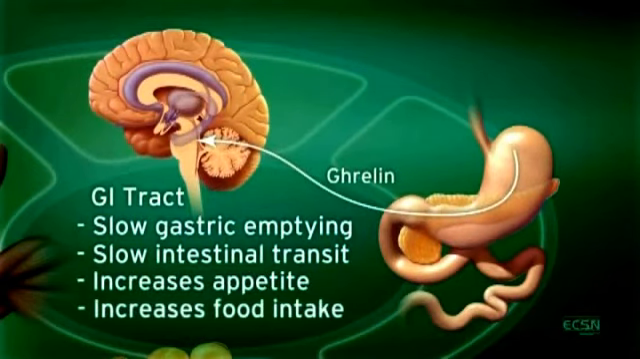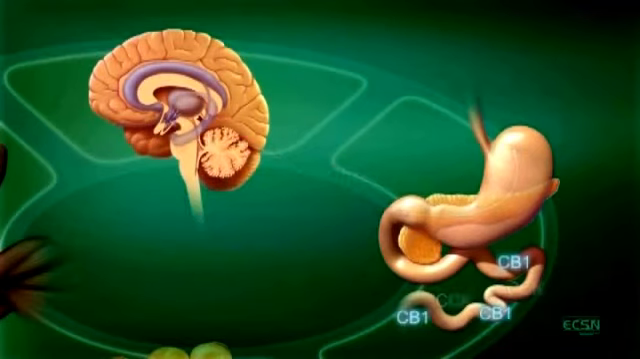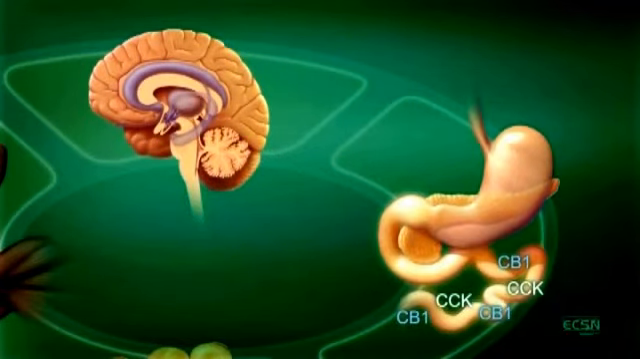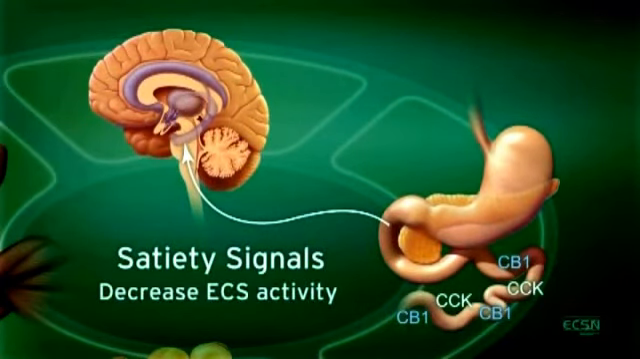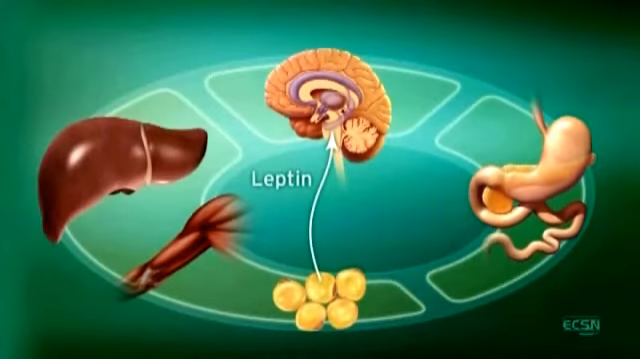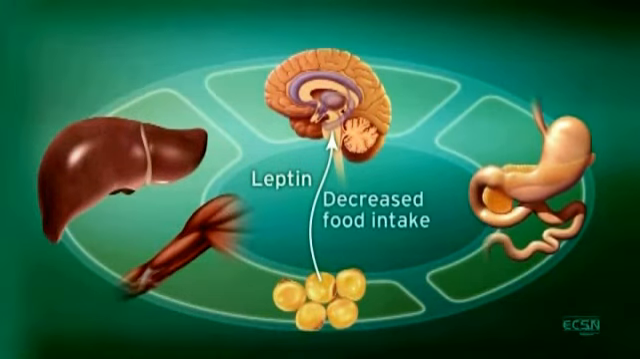food intake. After eating, cholecystokinin in the duodenum triggers satiety signals. Subsequently, ECS activity is decreased through suppression of CB1 expression. An increase in the adiposity hormone leptin decreases endocannabinoid levels in the hypothalamus and decreases food intake.